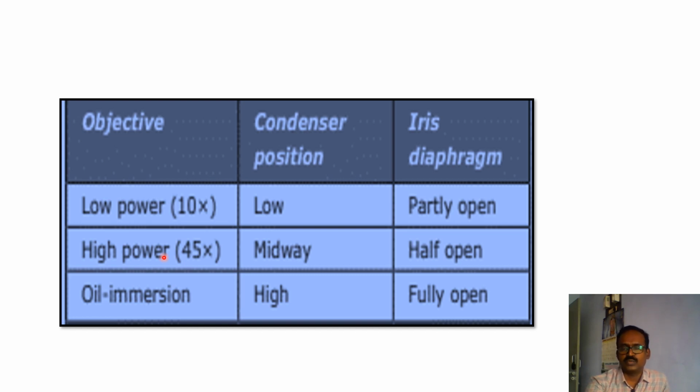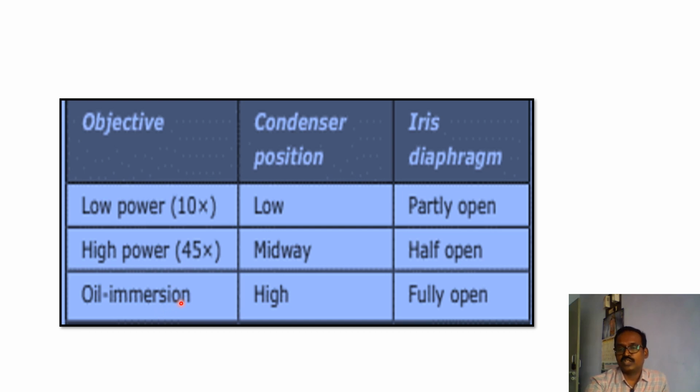In the newer microscope, no need to adjust the light source. The condenser is midway, slightly raised. The iris diaphragm is half open. Here it is slightly open, this is half open. For the oil immersion objective, the condenser should be in the highest position. In the old microscope, we have to use the plain mirror.